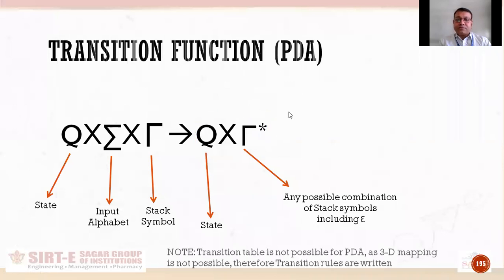Now one more thing I would like to share here, that we cannot write a transition table as we were doing in a finite state machine, where we can make a transition diagram and we can make a transition table for the finite state machine. Both the things we can write there.